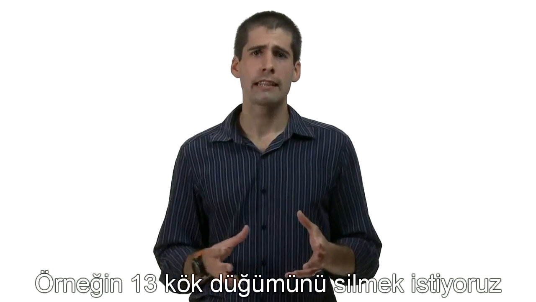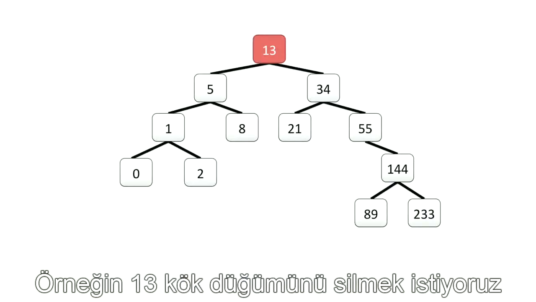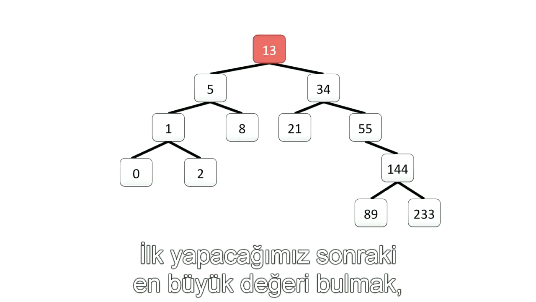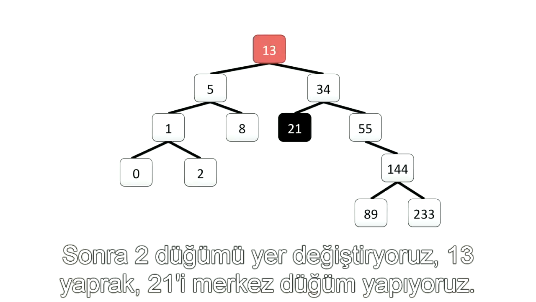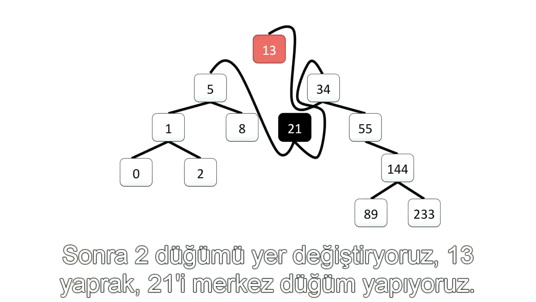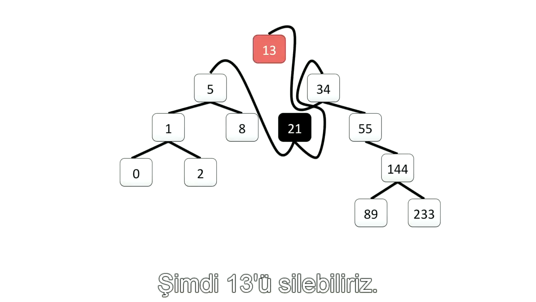For example, let's say we want to delete the root node 13. The first thing we do is find the next largest value in the tree, which in this case is 21. We then swap the 2 nodes, making 13 a leaf and 21 the central root node. Now we can simply delete 13.